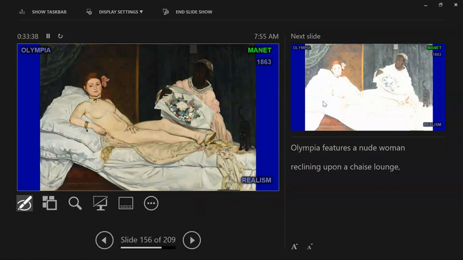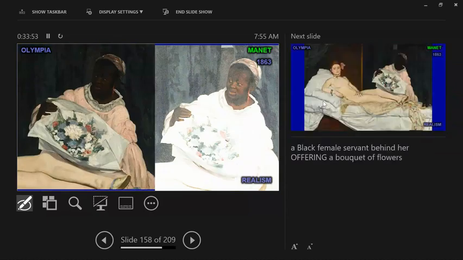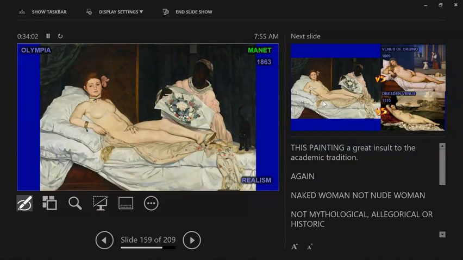Look at how the black cat is against the dark background. It's hard to see. The dark-skinned lady against the dark background, it's hard to see. I have lightened it up so you can see the nuance and the shading of the figure. So she is offering a bouquet of flowers to the lady on the chaise lounge. And most likely it's from a male suitor.